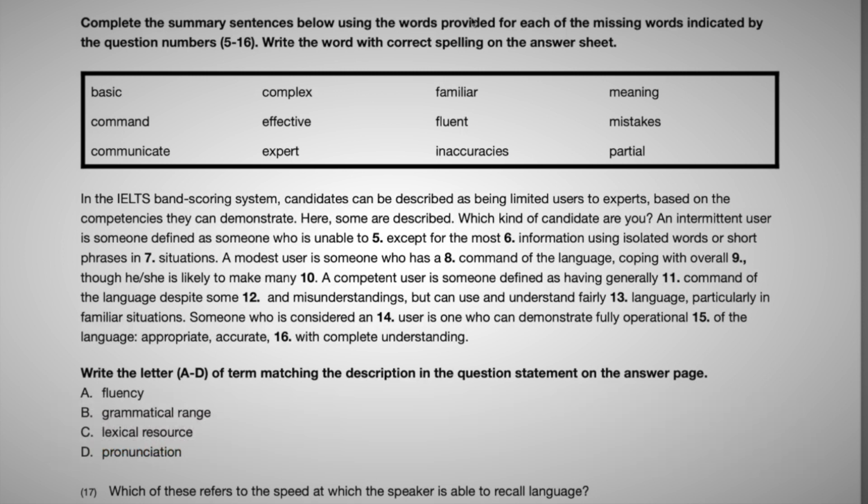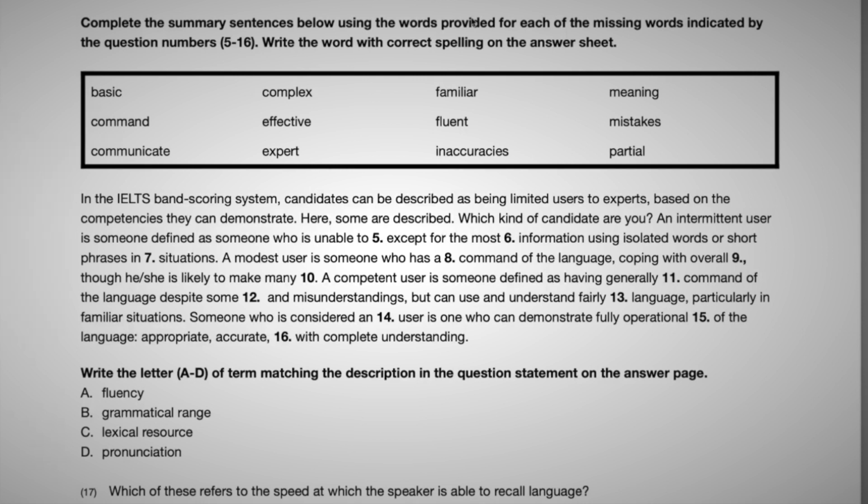A modest user is someone who has a partial command of the language, coping with overall meaning, though he or she is likely to make many mistakes. A competent user is someone defined as having generally effective command of the language, despite some inaccuracies and misunderstandings, but can use and understand fairly complex language, particularly in familiar situations.